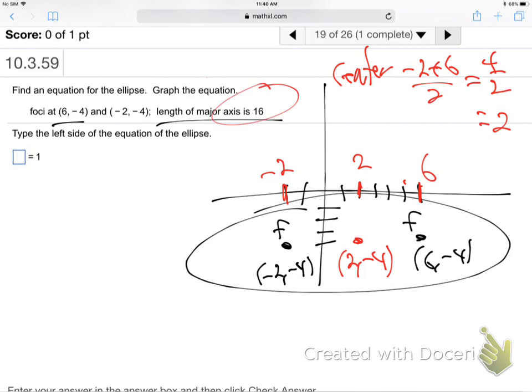And now, length of major axis 16. That means you add 8 to the x coordinate. That'll be 10, negative 4. 7, 8, 9, 10. So right here at (10, -4). See what I did? I just added 8 to the x coordinate because 16 is the major axis, which means 8 each way. And the major axis is sideways because the focus points are sideways, right? And then subtract 8. So (-6, -4). 3, 4, 5, 6. One right here.